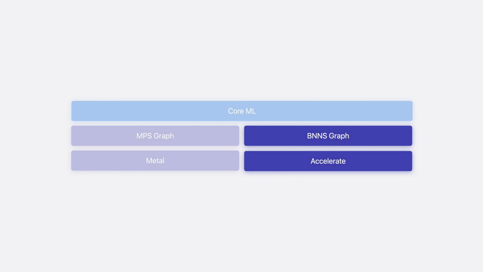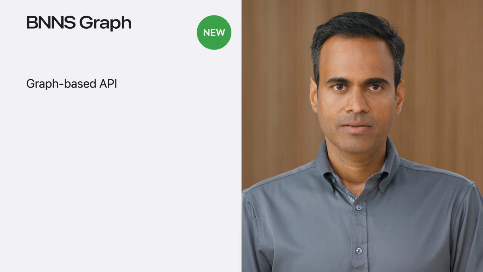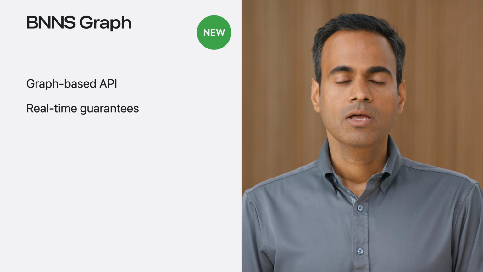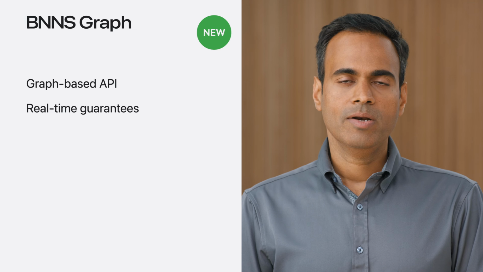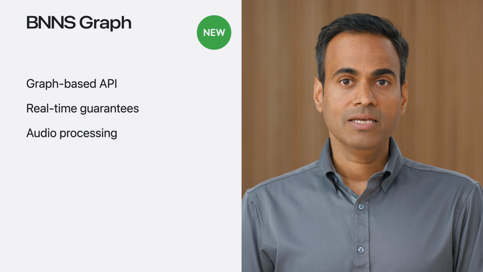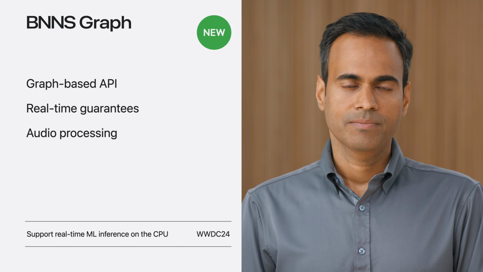Next, BNNS Graph. BNNS Graph is a new API from the Accelerate framework to optimally run machine learning models on CPU. BNNS Graph has significantly improved performance over the older BNNS kernel-based API. It works with CoreML models and enables real-time and latency-sensitive inference on CPU along with strict control over memory allocations. It is great for audio processing and similar use cases. Check out Support Real-Time ML Inference on CPU video to learn more about BNNS Graph this year.